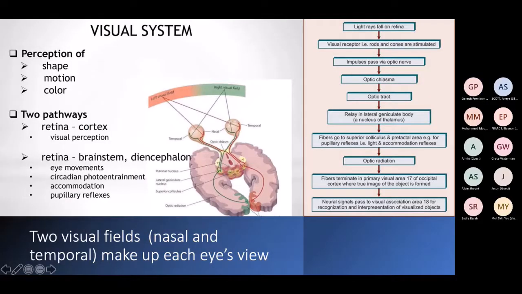Okay, the next thing. This is quite a heavy slide, but I'll try and break it down. Essentially, each of your eyeballs has 2 visual fields. You have a temporal one and a nasal.